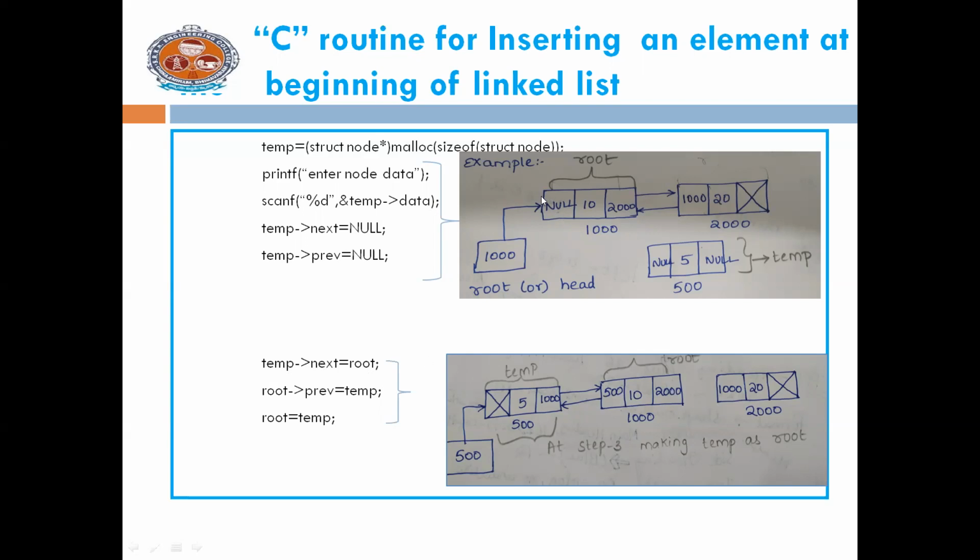And similarly, you have to update root previous with which value? Temp. So root arrow previous equals temp. And at last, when you have updated all the pointers, you can directly make temp the root variable. At last, root equals temp.